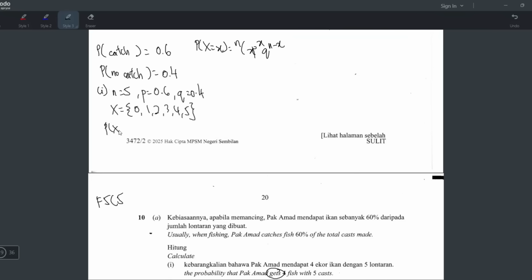So we just do P(X = 4). So the formula is nC4, which is 5C4, bracket, bracket. This one is p 0.6, q 0.4. The power here is the same as the number down here, 4, and then 5 minus 4, you get 1. Okay, tekan semua ni, you get 0.2592. This one I'll write in 4 significant figures. Okay, so that is the probability answer. Okay, we can do number 2 here.